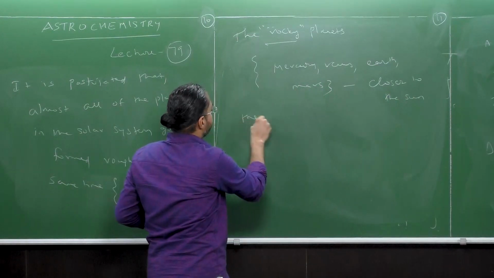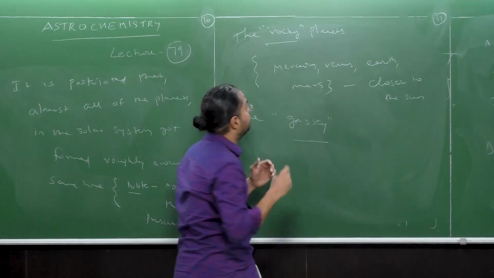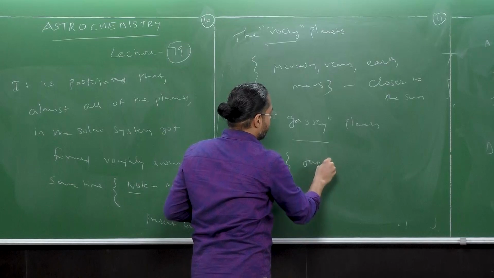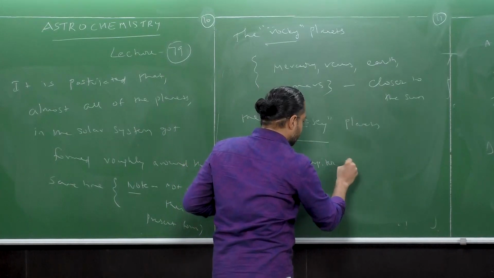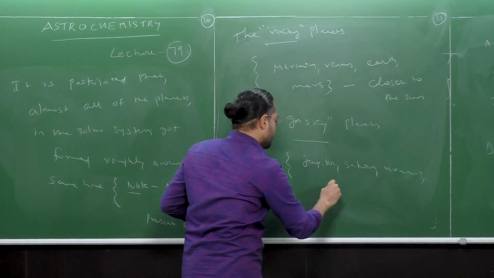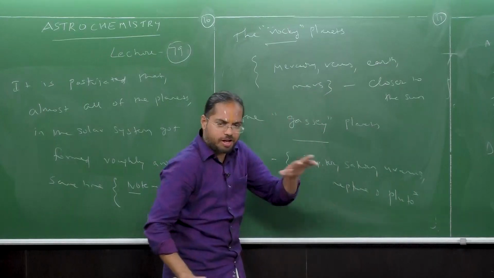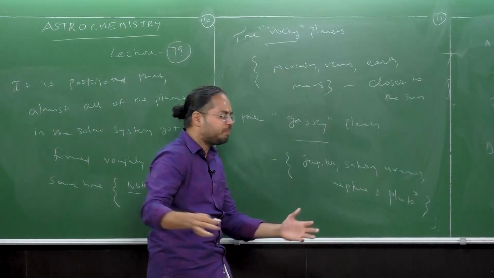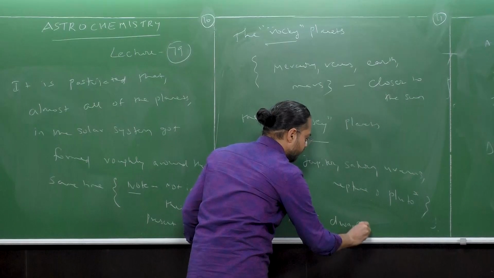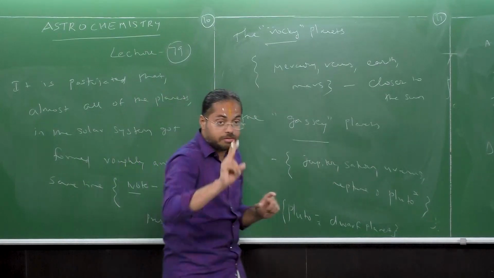Whereas the gassy planets, in fact, some of them are called gas giants. The gassy planets, we are talking about Jupiter, Saturn, Uranus, Neptune, and Pluto. Pluto with a star. I'll come back to the star. Why? Because Pluto is strictly not a planet. It's what is called a dwarf planet. They stay significantly away from the sun. All right. There's actually a reason for it.